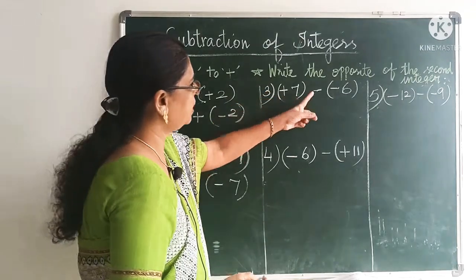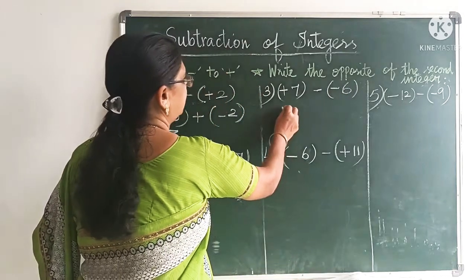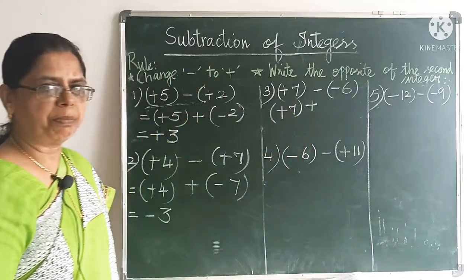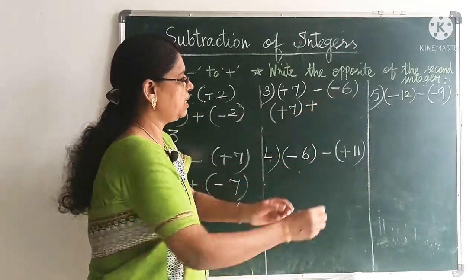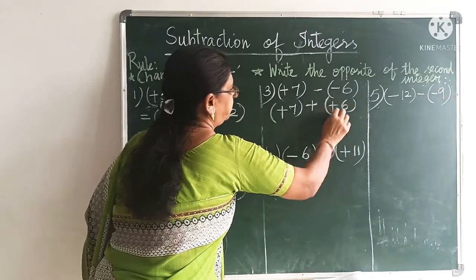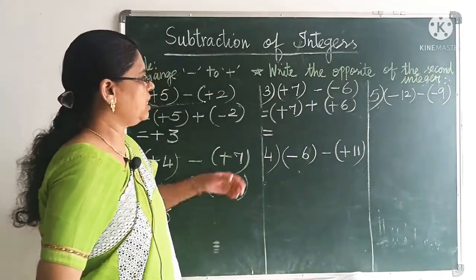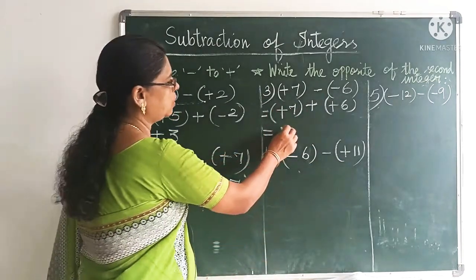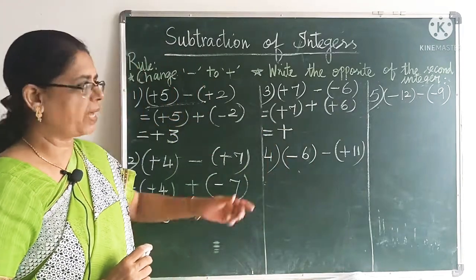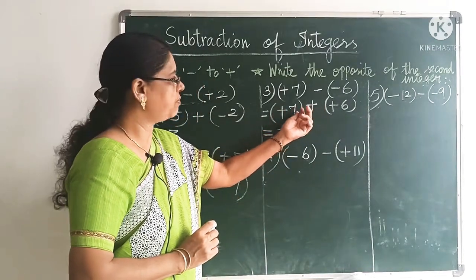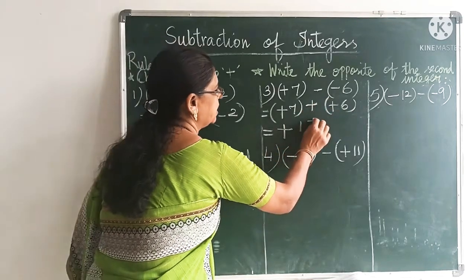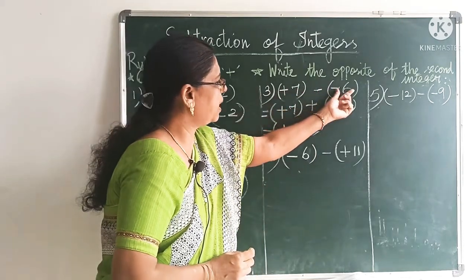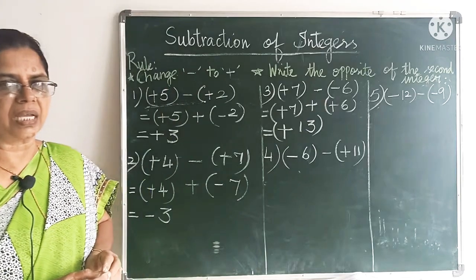Next, plus 7 minus minus 6. Copy down the first integer as it is. Change minus sign into plus sign. And the opposite of minus 6 is plus 6. Now, these are the two integers with the same sign, plus sign. So, put the same sign plus and find out the sum. What is the sum of 7 and 6? The sum of 7 and 6 is 13. So, plus 7 minus minus 6 is equal to plus 13.